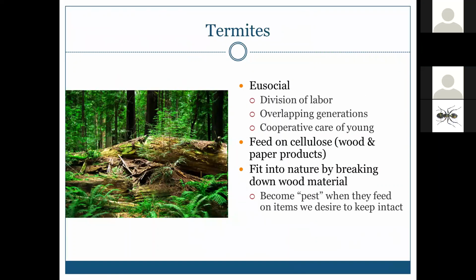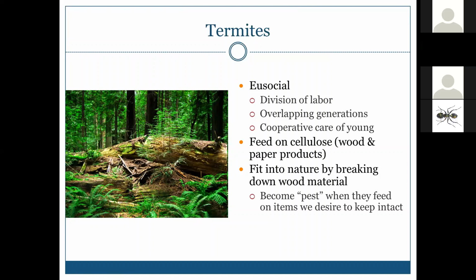So termites are eusocial insects, and essentially that means that they are true social insects, and there is a division of labor that they have within the colony. So each termite group has a specific job or group of jobs that they are responsible for. They also have overlapping generations, so you can find multiple ages of termites within the colony at any given time. And then there's also cooperative care of the young. They are also going to feed on cellulose material, so that is wood and paper products.